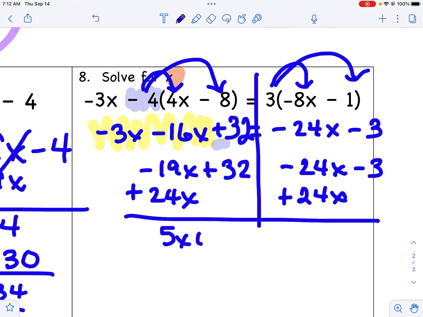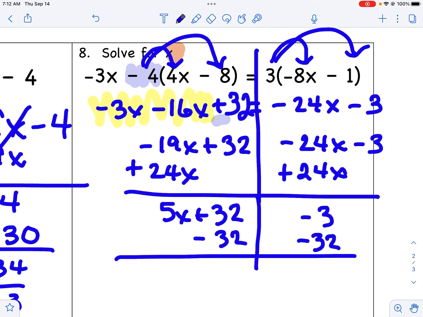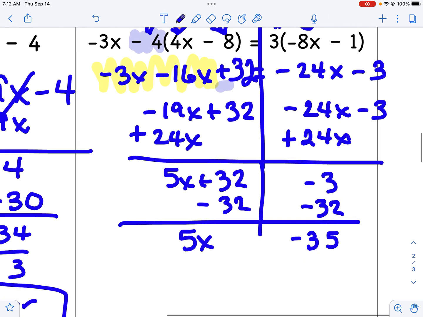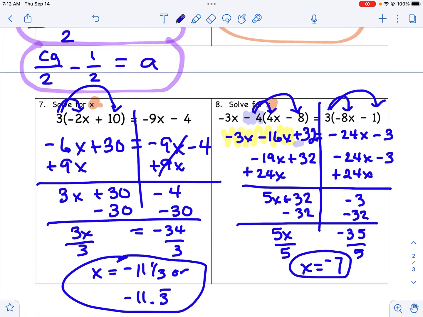That would be 5x. And I still have that minus 3. Now we're going to subtract both sides by 32. You owe me 32, plus you owe me 3 more, so that's 33, 34, 35. And we're going to divide both sides by 5, and that gives us x equals negative 7, and that's our solution.